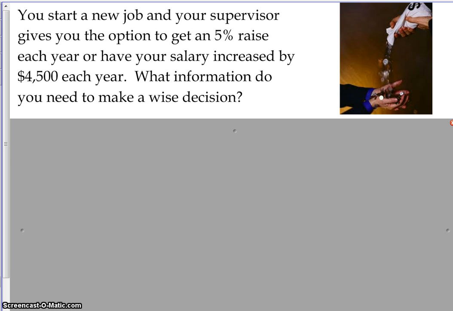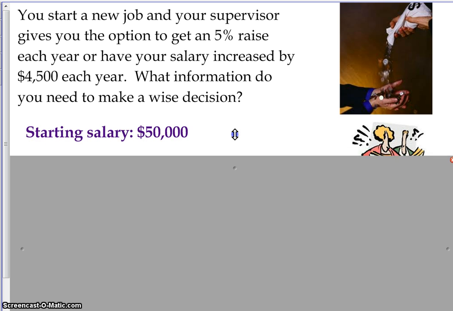I want you to think to yourself about what information you'd need to solve this problem. I think one of the questions you might have is, what's my starting salary? So I'm going to give you a nice high starting salary. Our starting salary is $50,000 for this example.